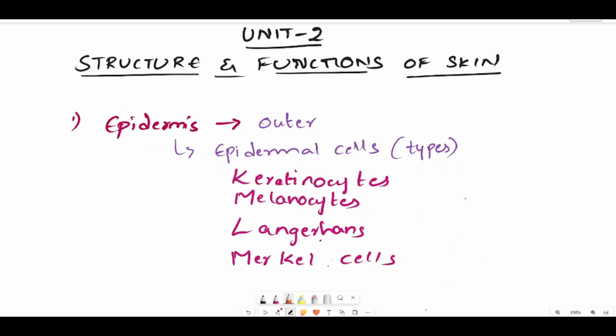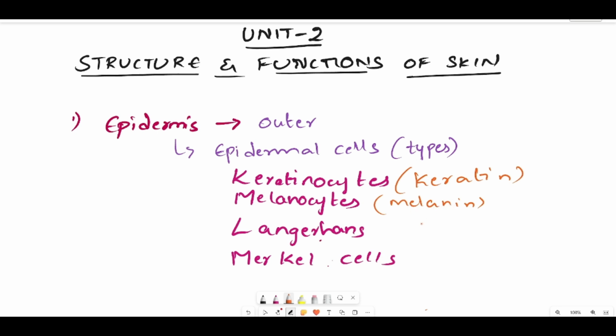So the epidermis is the outermost layer of the skin and it has different types of epidermal cells in it. There are four main types of cells. The first one is the keratinocytes. These have the keratin protein in them, and this keratin protein is useful for giving strength to the skin. The second cells are the melanocytes. These are responsible for producing melanin, and this melanin protects the skin against the sun.